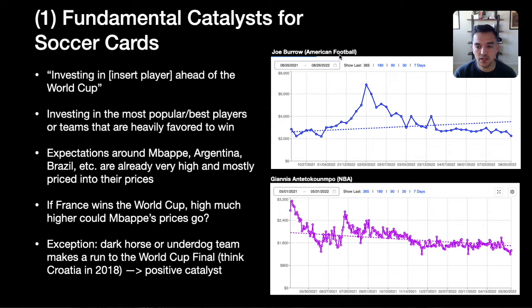One exception to this, before I get to the charts, is, again, unexpected information or unexpected news. Like a dark horse making a run to the final, like Croatia did in 2018. Nobody really expected that. So if you were invested in Croatian players, they probably saw a bump during that time, or it's possible that if something similar happens in the 2022 World Cup, you could see a bump if it's a team or a player who kind of breaks out and it's an unexpected coming out for that player.